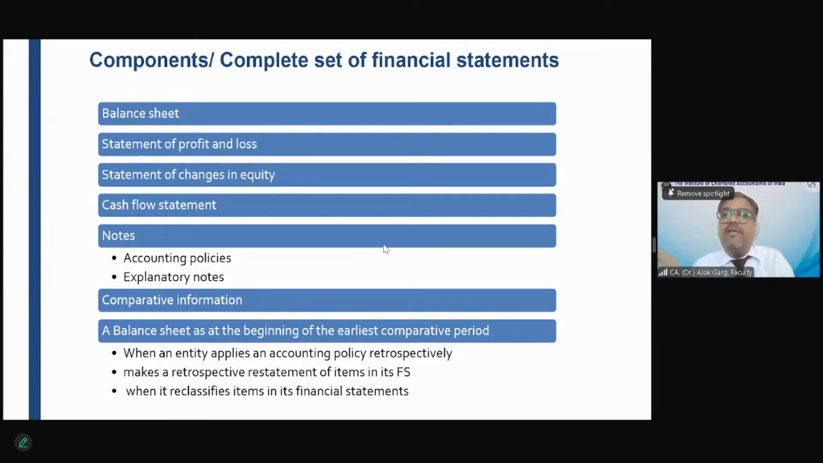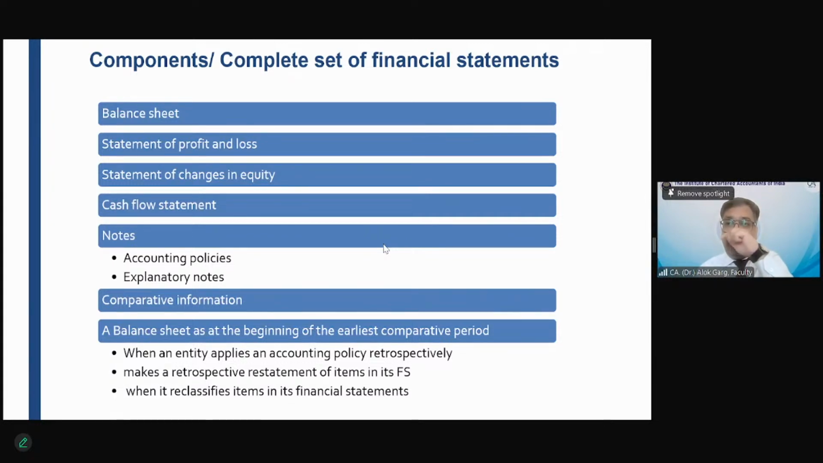So you can refer to the detailed video, and this concept was again discussed in Ind AS 8. When you have a session on Ind AS 8, this concept was discussed: what is the treatment of correction of error, what is the treatment of change in accounting policy, along with the disclosure in the notes to accounts.